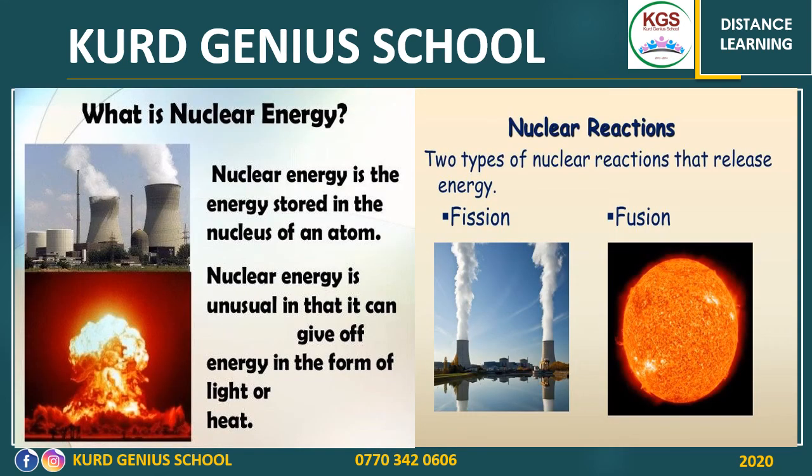And the third type of energy is called nuclear energy. Nuclear energy is the energy that's stored in the nucleus of an atom. Nuclear energy is unusual in that it can give off energy in the form of light or heat in nuclear reactions. There are two types of nuclear reactions that release energy.